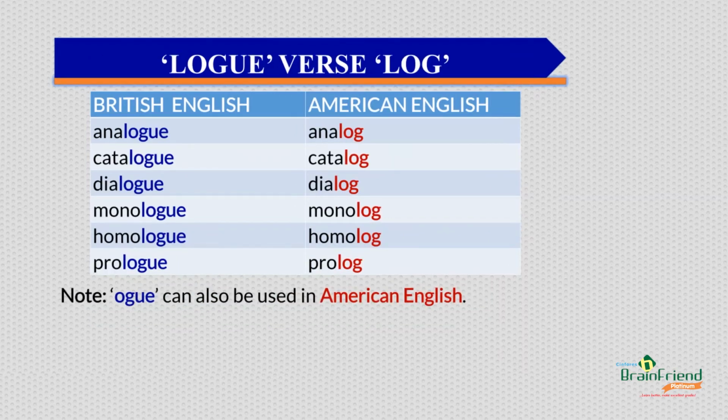Next, we have LOGUE versus LOG. In words like analog, catalog, dialogue, monologue, homologue, and prologue, the British English ends them with LOGUE, while the American English ends them with LOG. But note that the Americans also make use of the British spelling.